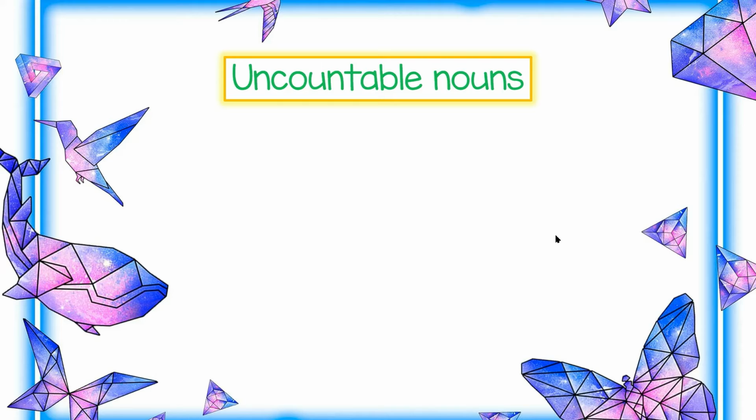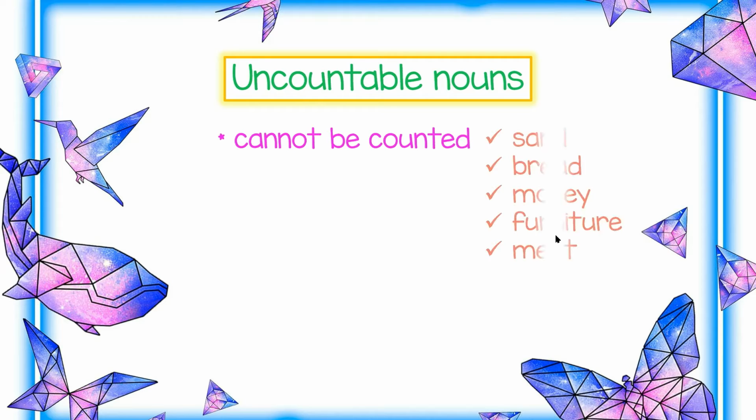Alright, let's move on to uncountable nouns. Uncountable nouns are nouns that cannot be counted. For example, bread, money, furniture, meat. These are the nouns that we cannot count. We cannot say I have 1 cent or I have 2 cents. Cent is not countable. We cannot count bread too unless we add quantifiers like some bread, a piece of bread, or a loaf of bread. We will talk more about this later.